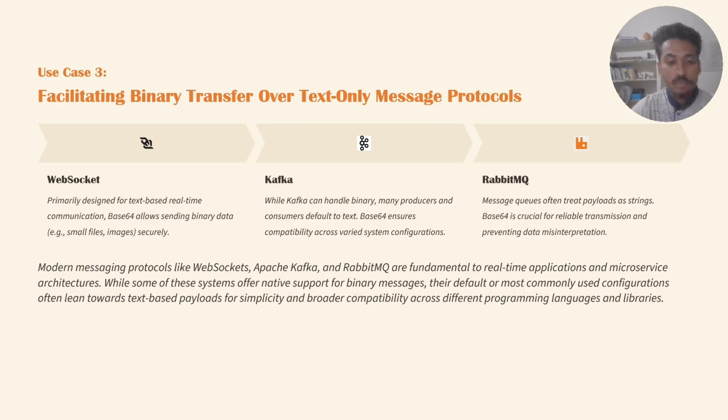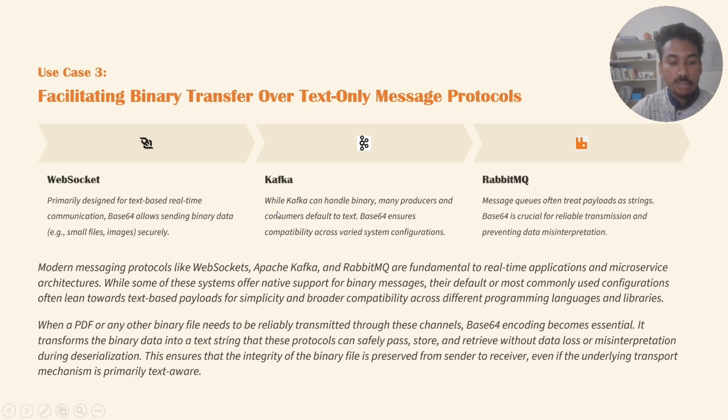So what happens when you need to send a PDF or any binary file? You use Base64. It converts the file into a clean text string that can safely travel through these systems without getting corrupted or misread. Once it reaches the other side, you just decode it back to the original file, which is safe, simple, and reliable, even when the system prefers text.